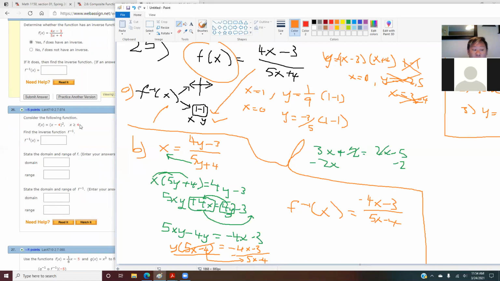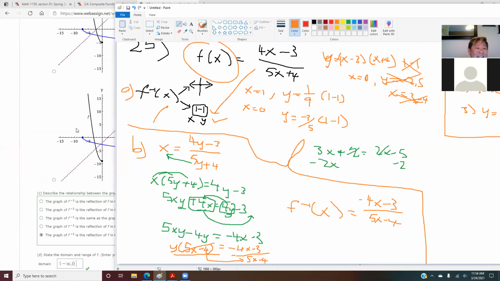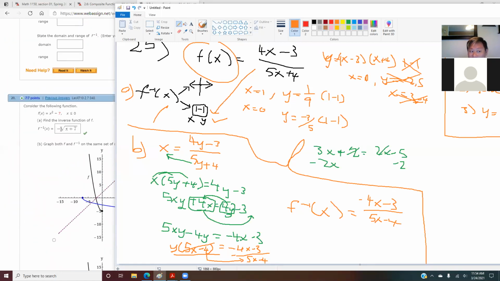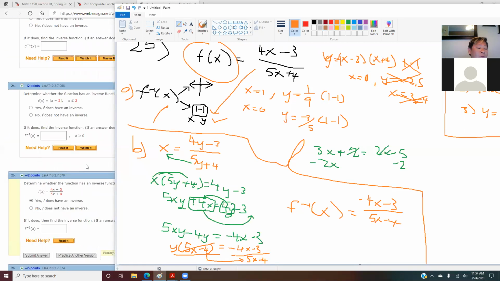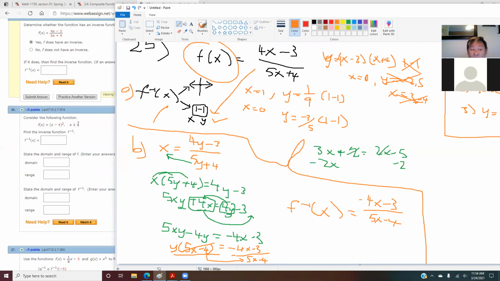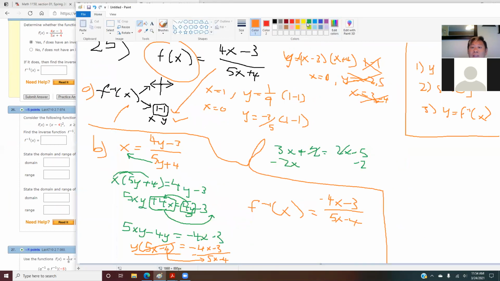You have a domain restriction over here. Last time the domain restriction was less than, so we took the negative, if you remember that. Now the domain restriction is greater than, so you will take the positive. And how do you find the inverse function? You just follow the same 3 steps here. So change your f of x to become x and change your x to become y.